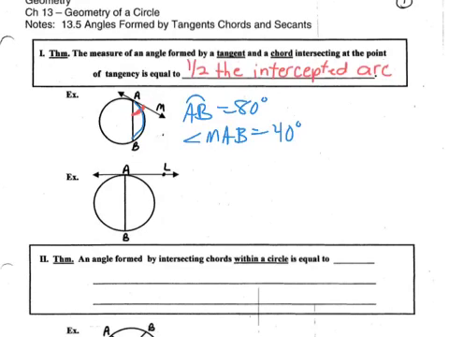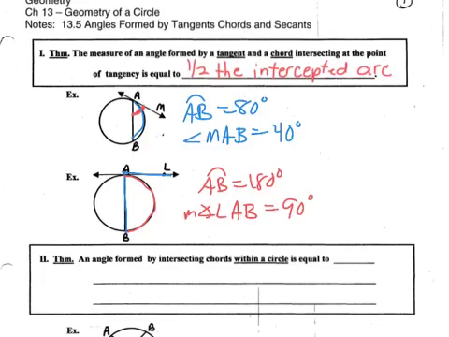So let's look at this one. It's the same thing, only this time we have a diameter and a tangent. So we know that this arc is going to be 180 degrees. So AB is 180, and that means that the measure of angle LAB has to be half that, which is 90 degrees. We should already know that because a diameter is part of a radius, and we already know that the radius and the tangent are at 90 degrees, so it all kind of ties together.